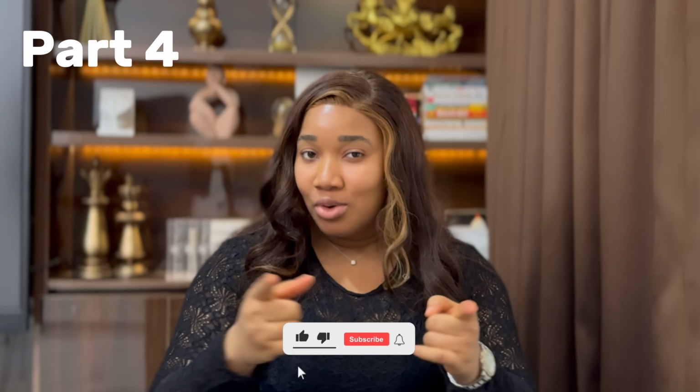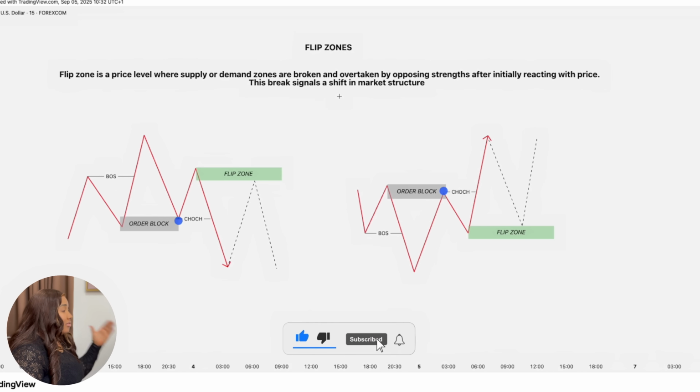Let me show you guys how to also catch smart entries using what? Flip Zone. Do you know what Flip Zone is? Let's go find out. Traders, Flip Zones.